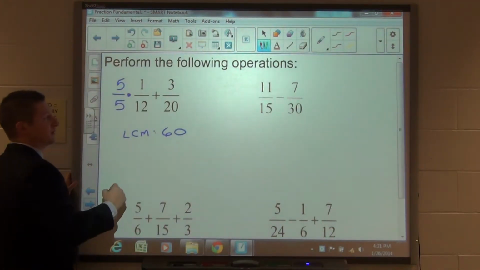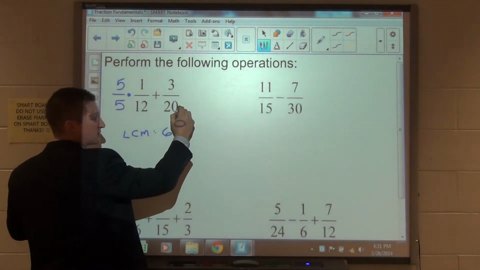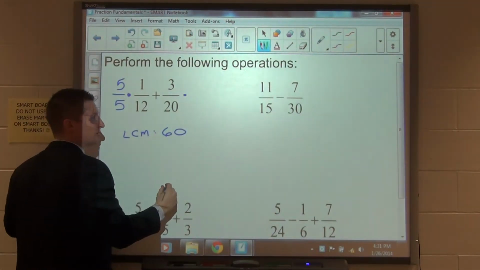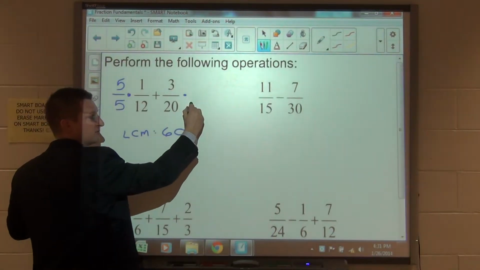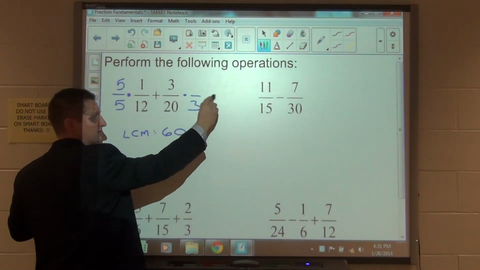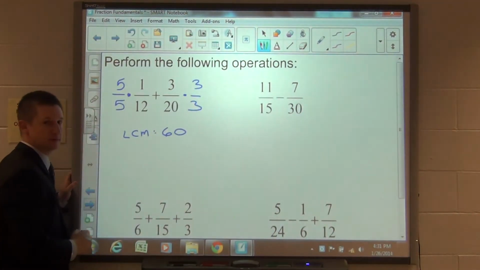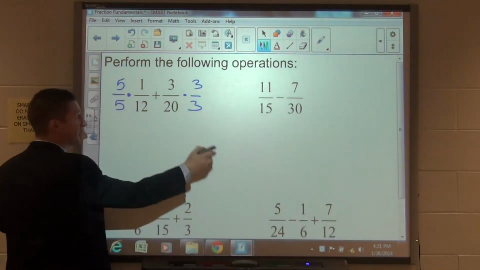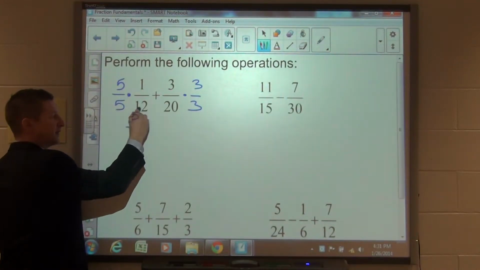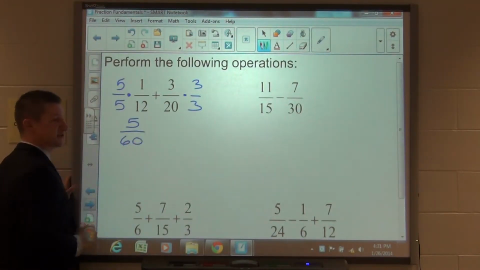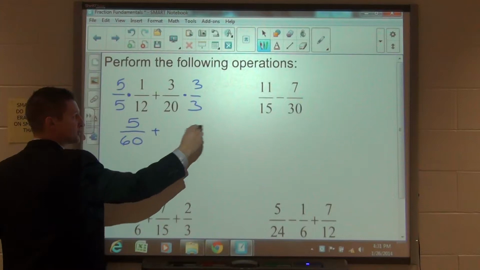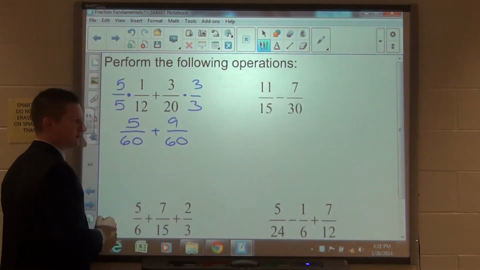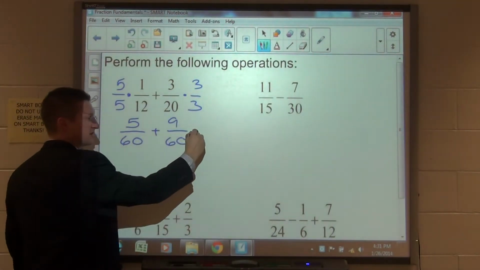Now, to turn 3/20ths into a number of 60ths, I have to multiply that by whatever factor is missing. Well, to turn 20 into 60, I have to multiply by 3. If I do something to the denominator, I have to do the same to the numerator. Now, once I do this, I multiply 5 times 1 and get 5, 5 times 12 and get 60. I have 5/60ths for the first fraction, plus 3 times 3 is 9, 20 times 3 is 60. So I have 5/60ths plus 9/60ths.